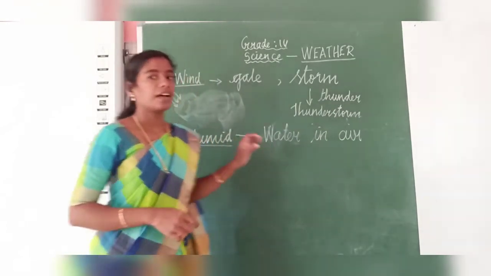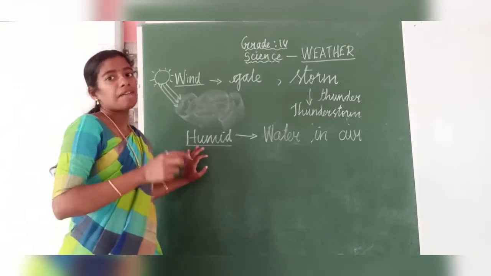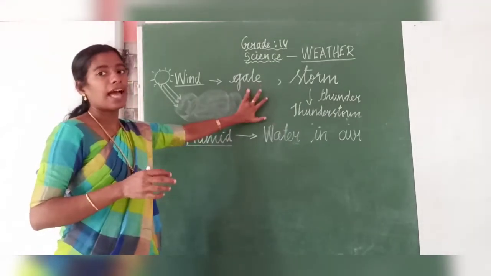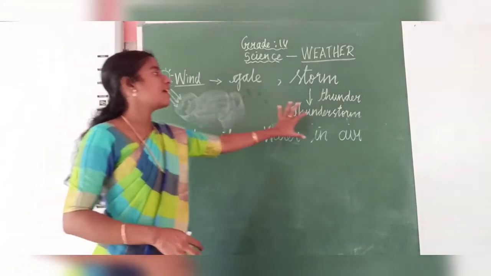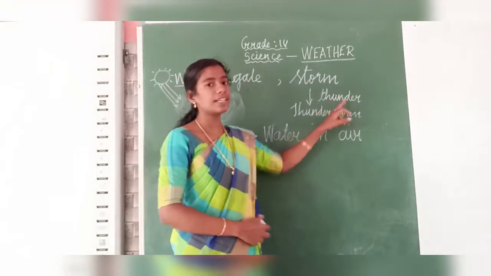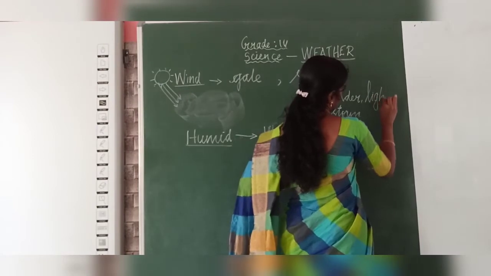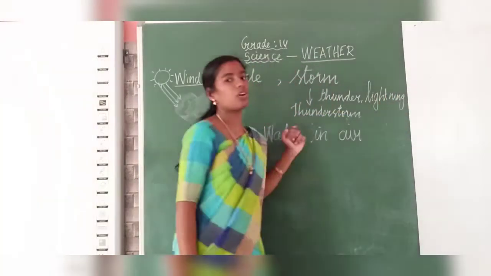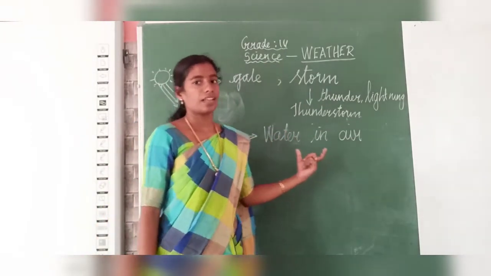Clear? When the air moves, it is called wind. When the wind is fast, we call it a gale. When the wind is too fast, we name that a storm. When the storm is accompanied with thunder and lightning, that is nothing but called a thunderstorm. Clear?